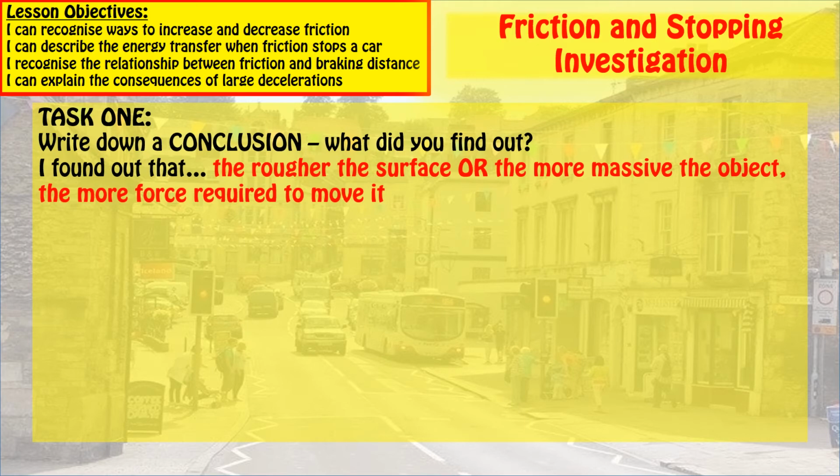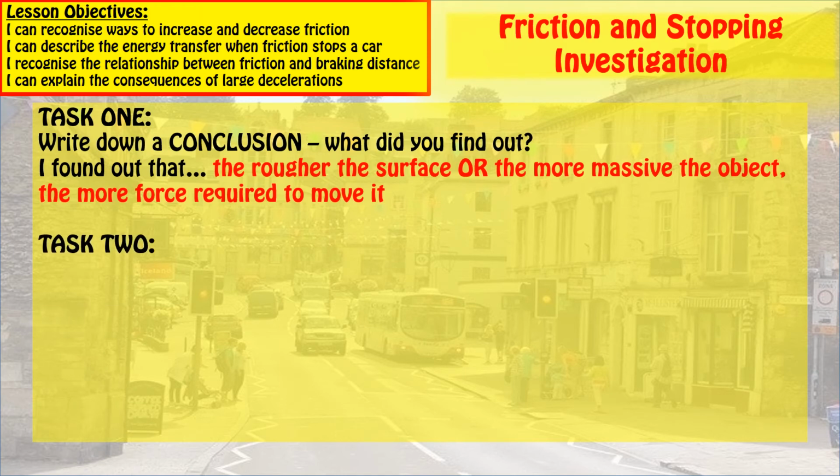So, conclusion. The rougher the surface or the more massive the object, the more force required to make it move. Okay, so when you had a rougher surface, or the carpet, you needed more force to move it. And also the more massive the object, the more force required to move it. I wonder if you got the second conclusion there, because I didn't write that in the table before. So hopefully you've thought about it and managed to add that one in. If you haven't, don't worry, just add it in now.